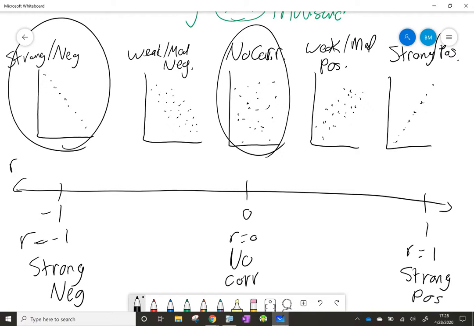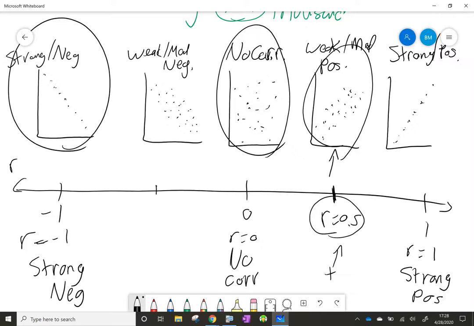Now, you might have a moderate or weak positive correlation if the R value is equal to 0.5. That's when you would see something like this. It's definitely positive because the R value is a positive number, but it's not 1 and it's not 0, right? Somewhere in the middle. So it would be something similar to this graph. Same thing on the negative side. If it's a negative 0.5, it's a weak or moderate negative correlation. So that's kind of how the scale works.